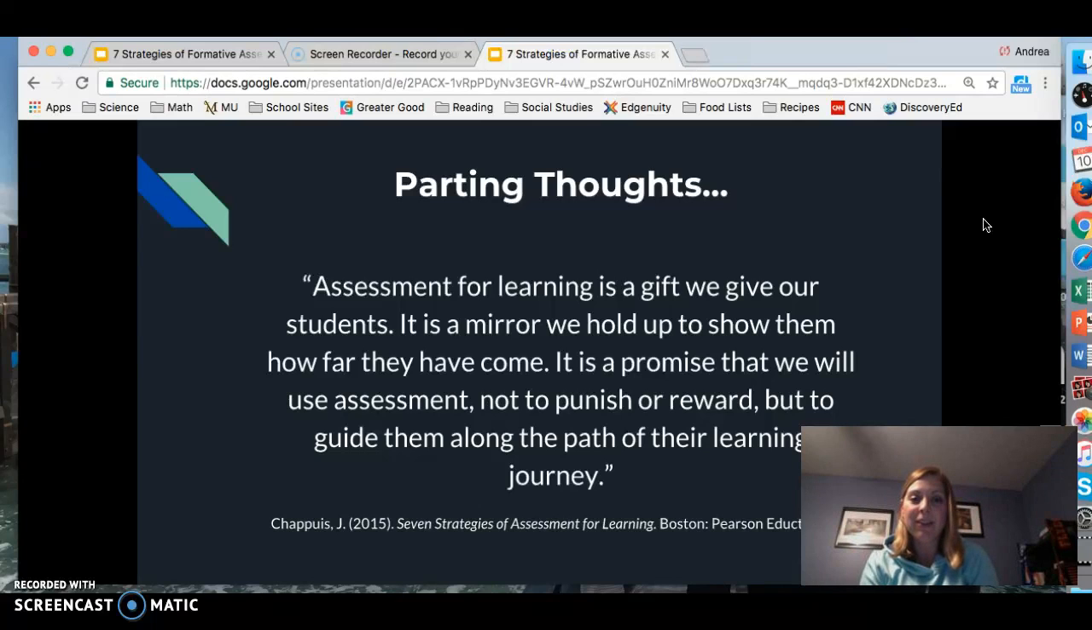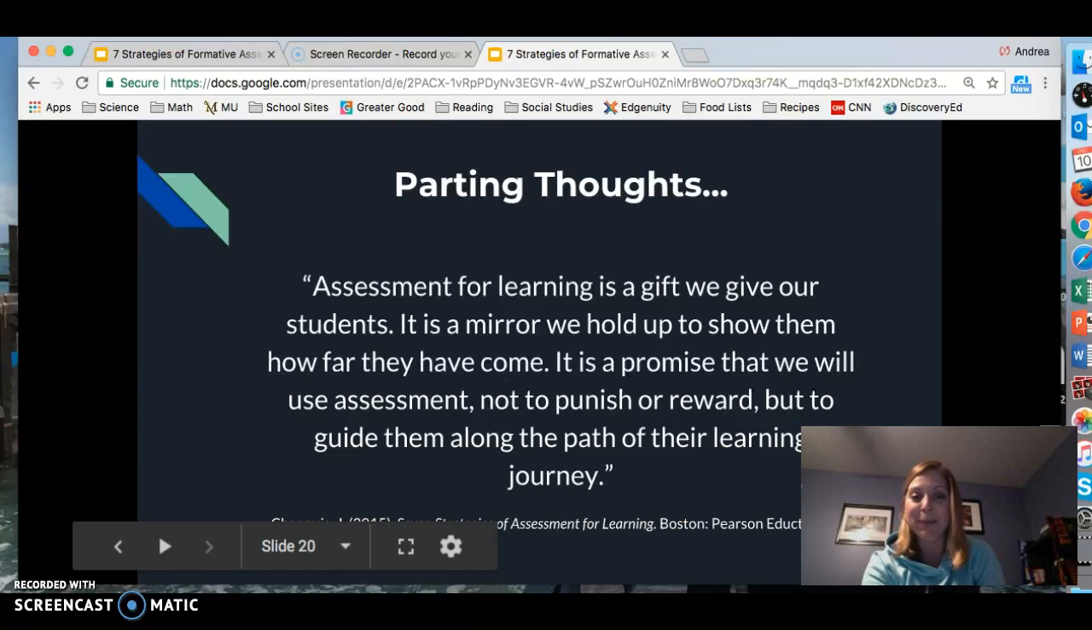Also, just a parting thought. I loved this. Assessment for learning is a gift we give our students. It is a mirror we hold up to show them how far they have come. It is a promise that we will use assessment not to punish or reward, but to guide them along the path of their learning journey. I couldn't say it any better than that.